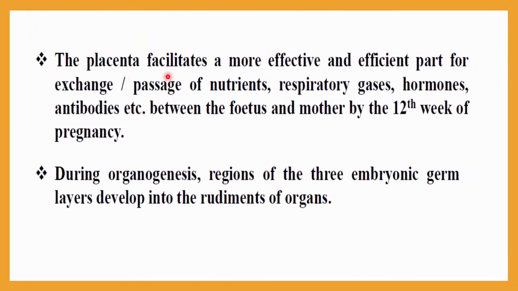The placenta facilitates a more effective and efficient exchange and passage of nutrients, respiratory gases, especially CO2 and O2, hormones, antibodies, etc. between the fetus and mother, by the 12th week of pregnancy. So be very clear, by the 12th week of pregnancy. During organogenesis, meaning when organs will be formed, the three embryonic germ layers, ectoderm, endoderm and mesoderm, develop into rudiments of organs, meaning all types of organs will be developed from these.